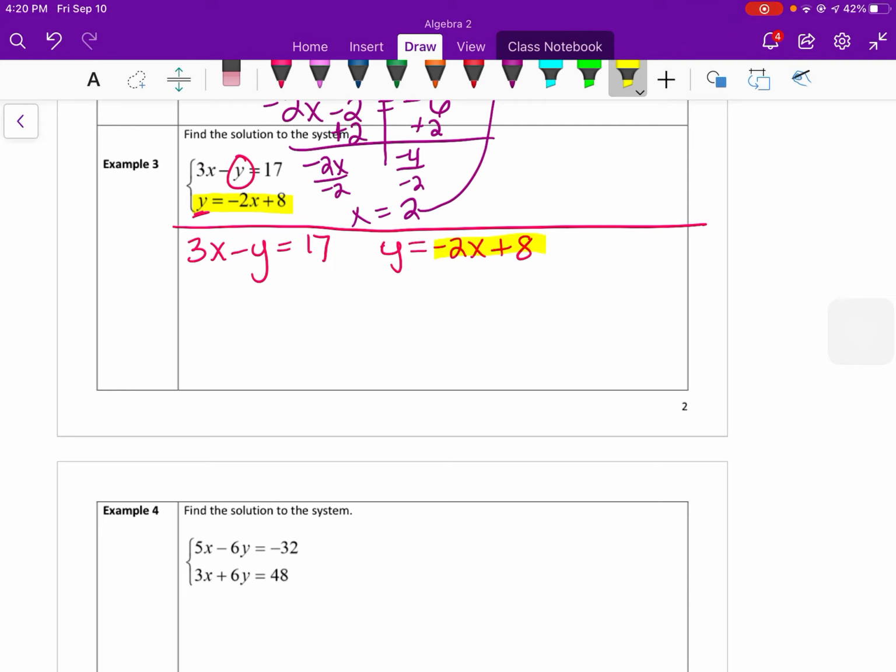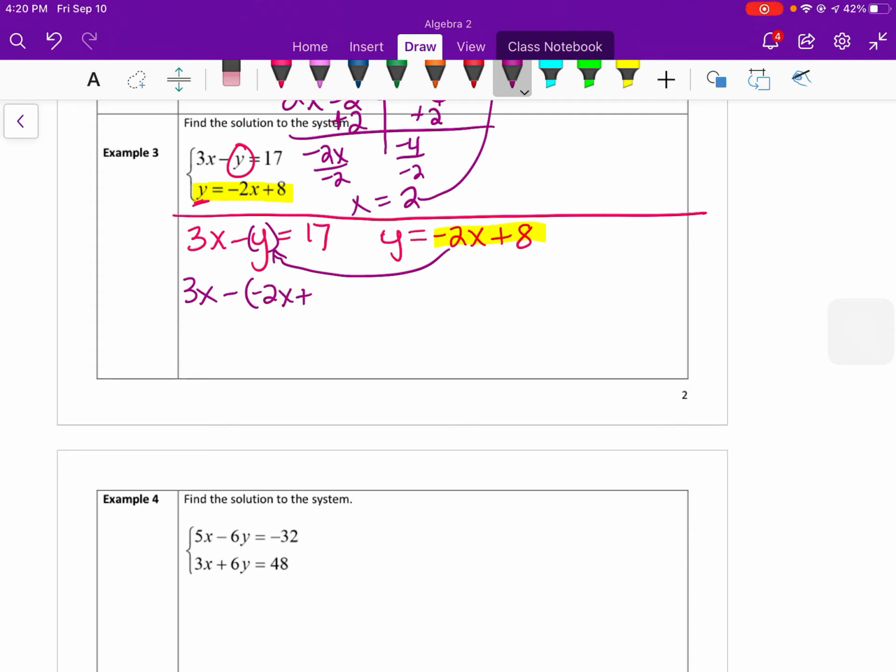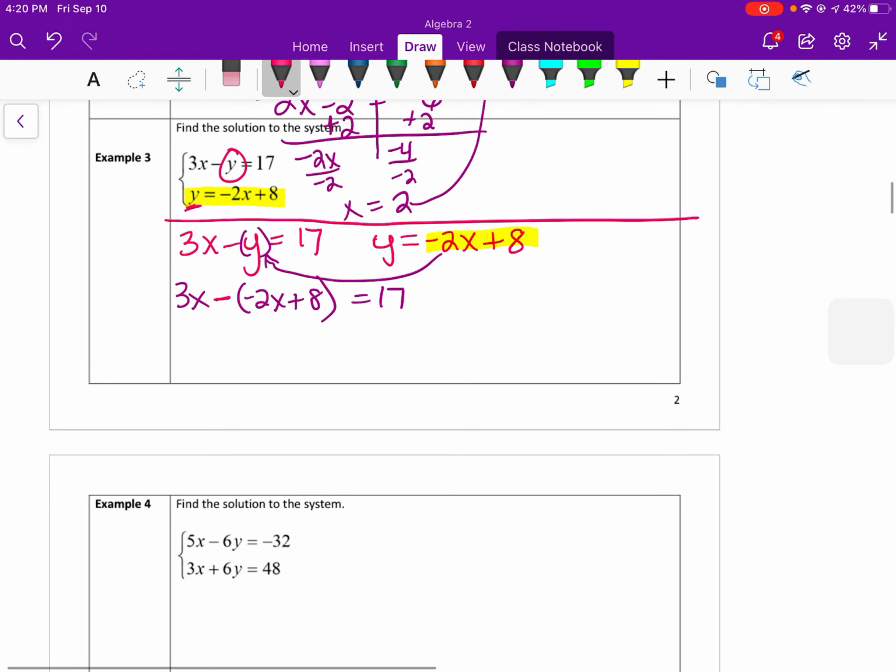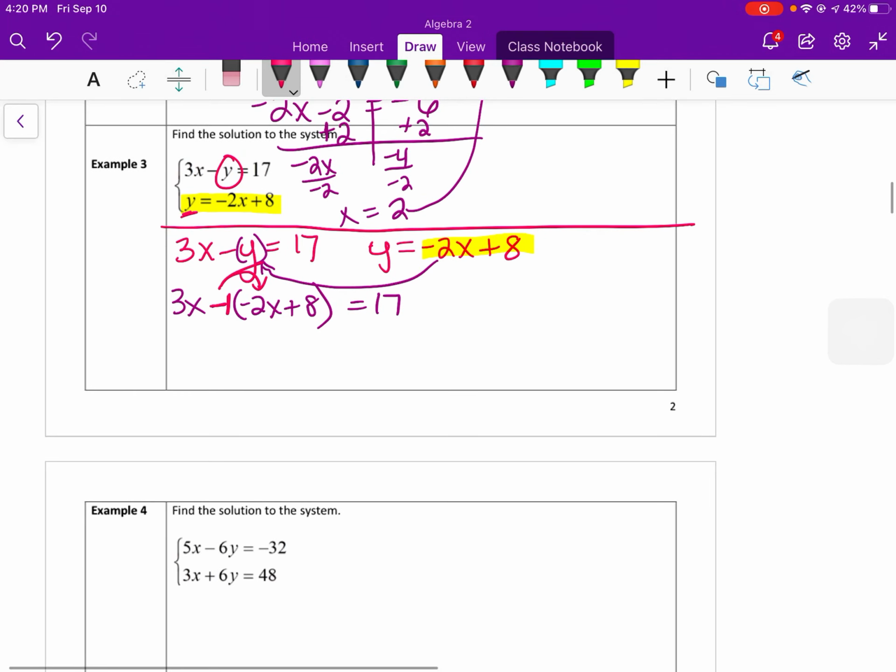I'm going to take the negative 2x plus 8 and put it into the equation for y. That's going to be 3x minus, put in parentheses, negative 2x plus 8 equals 17. And then you have to distribute. This negative here is like you have a negative 1. So you need to distribute that negative 1 into both. So you have to subtract both pieces, not just the first piece.